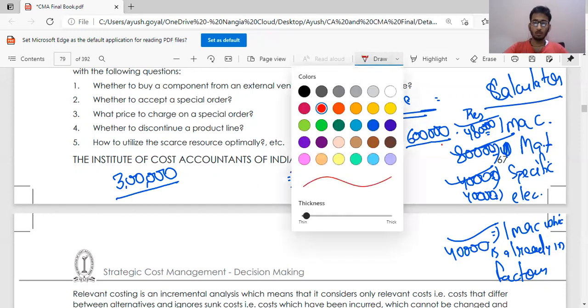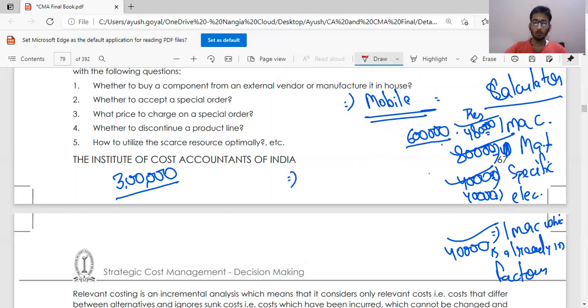So see now, what would be the relevant cost? Just see the material cost. Is the material cost something we are incurring specifically for this project? Of course, yes. It is an out of pocket cost which we are specifically incurring for this project. So I can say relevant cost.